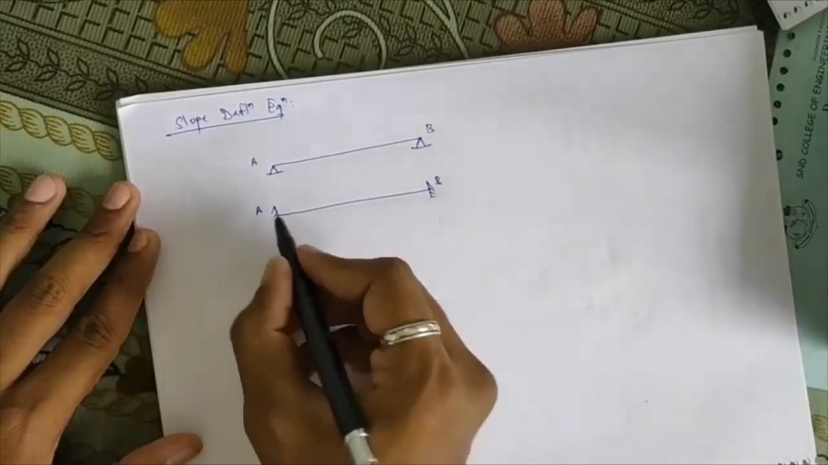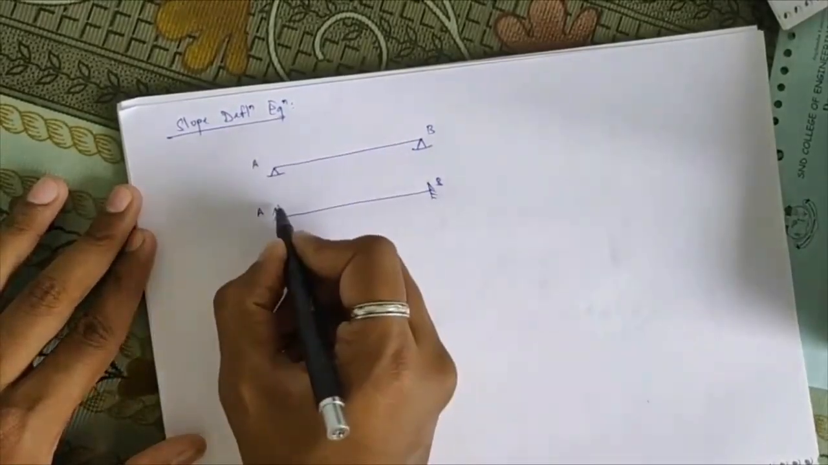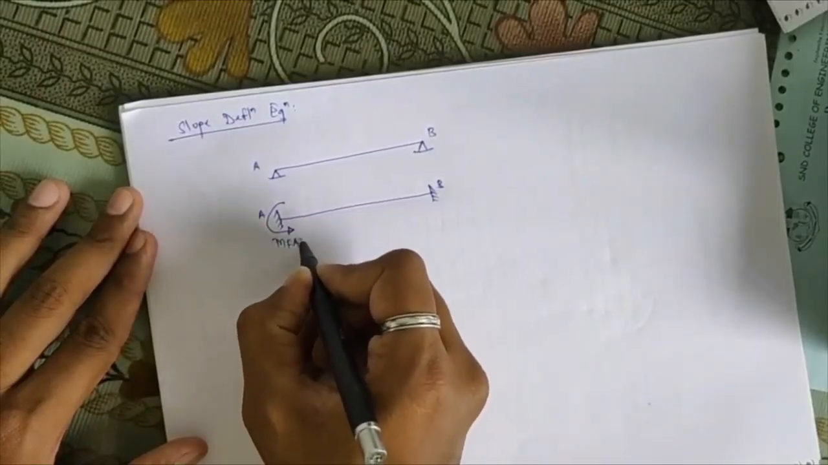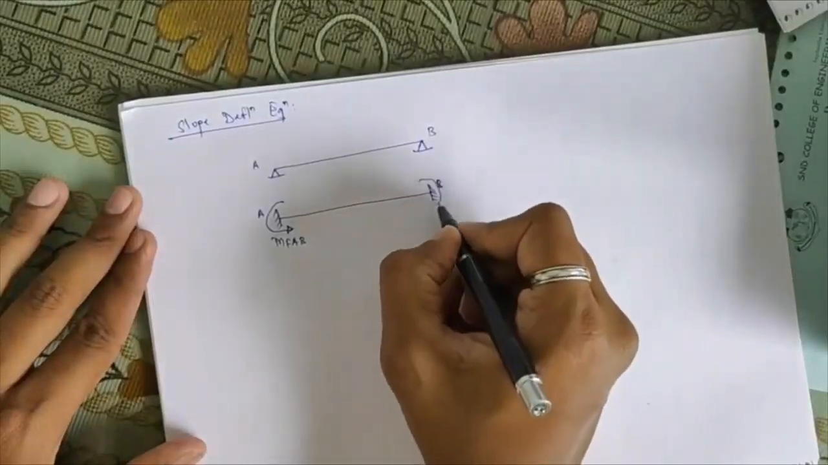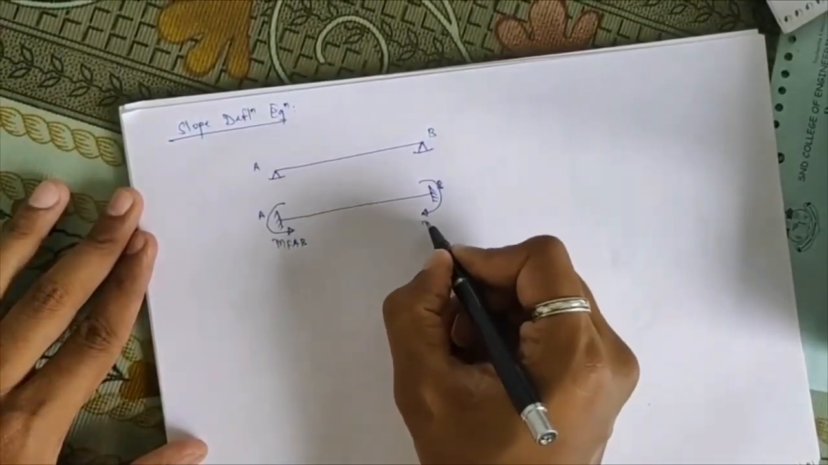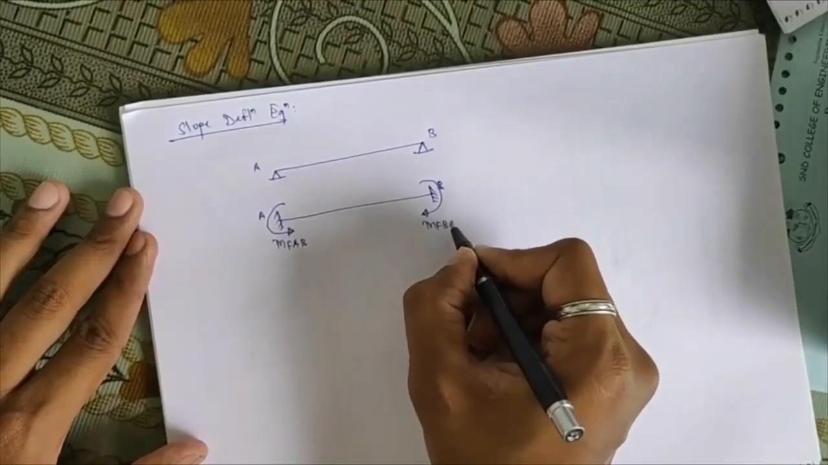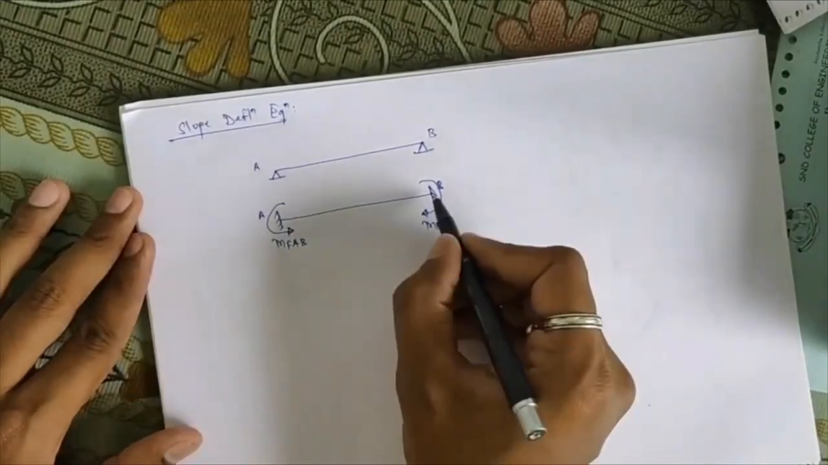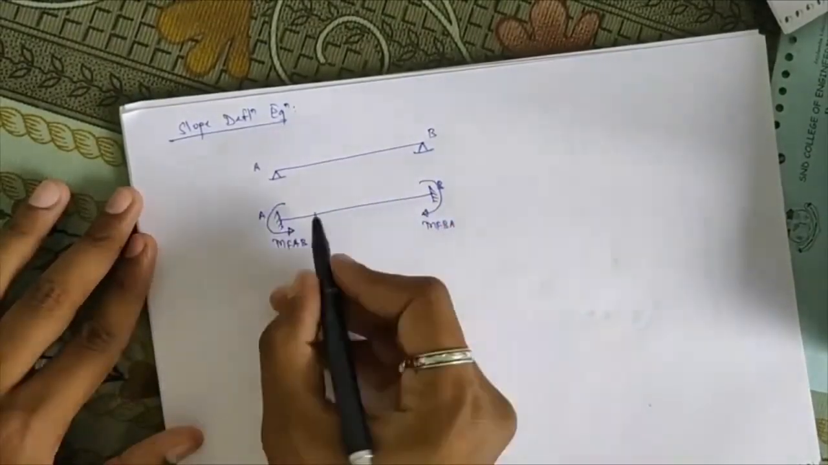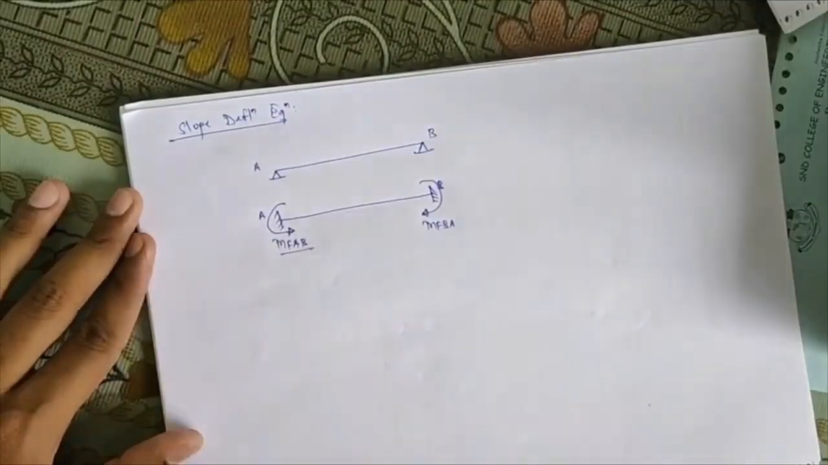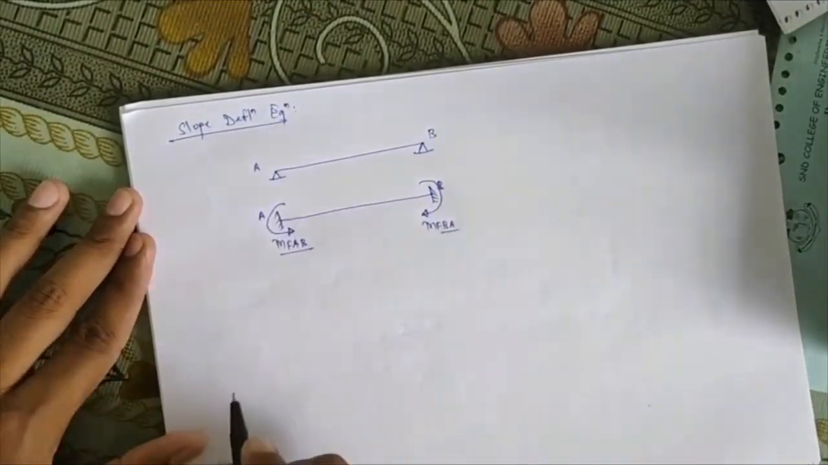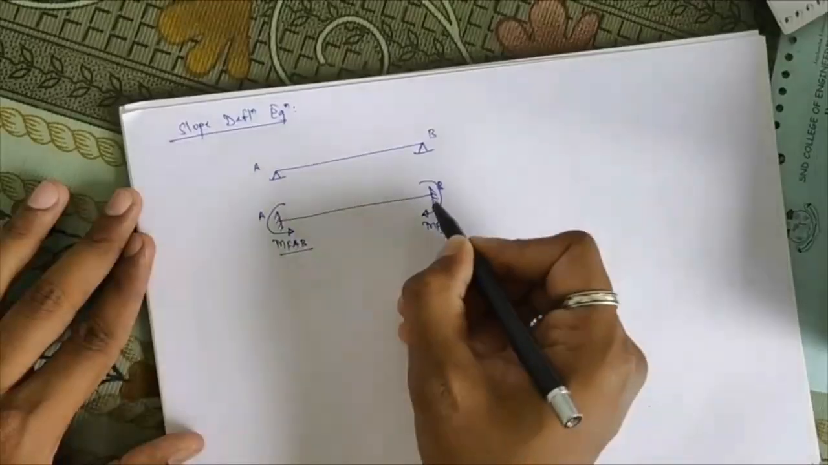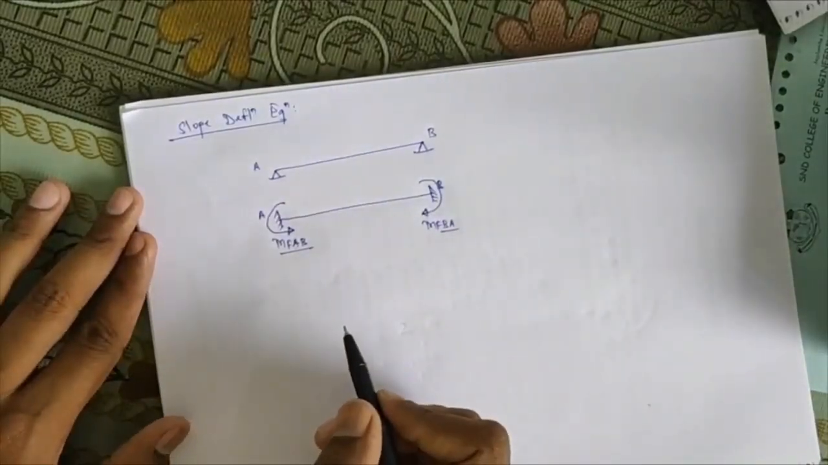So what will happen due to fixing both the joints? Here a fixed moment, that is MF AB, and a fixed moment at the next joint, that is MF BA, will occur, considering a certain loading on this. I am not showing the loading here, but certain loading will be given. Due to that loading, the fixed moment in member AB and fixed moment for member BA will occur, or simply you can say fixed moment at joint A and fixed moment at joint B.